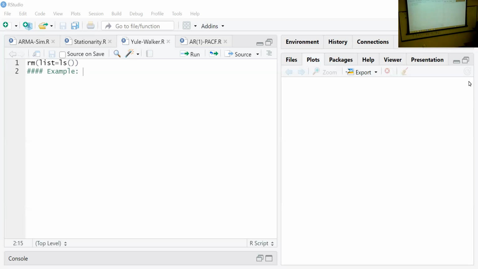Times are changing. We have large data sets these days, and two of the machine learning algorithms used in time series are LSTM and recurrent neural networks. Well, if you don't understand this, there is no way you're going to understand that.